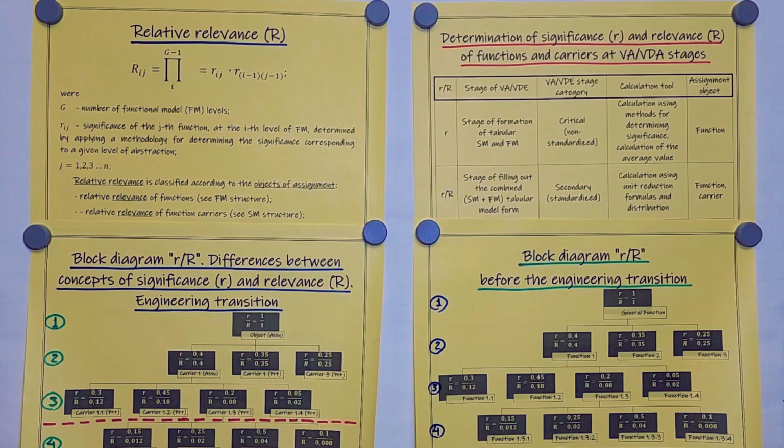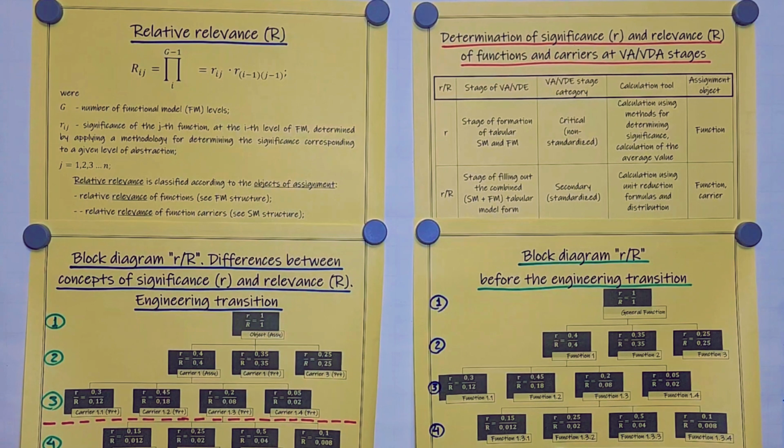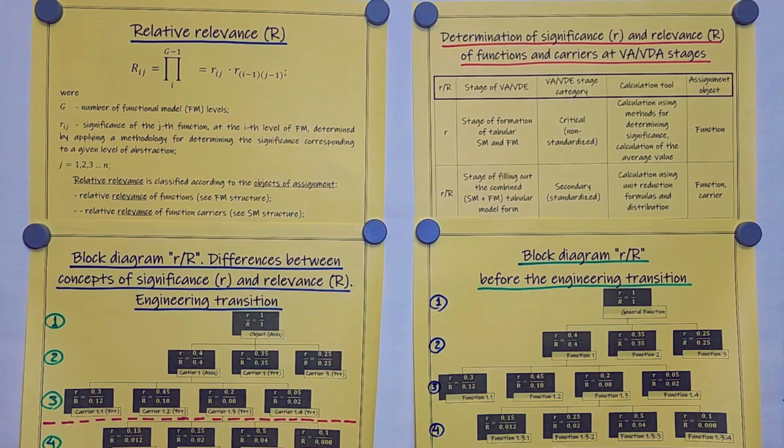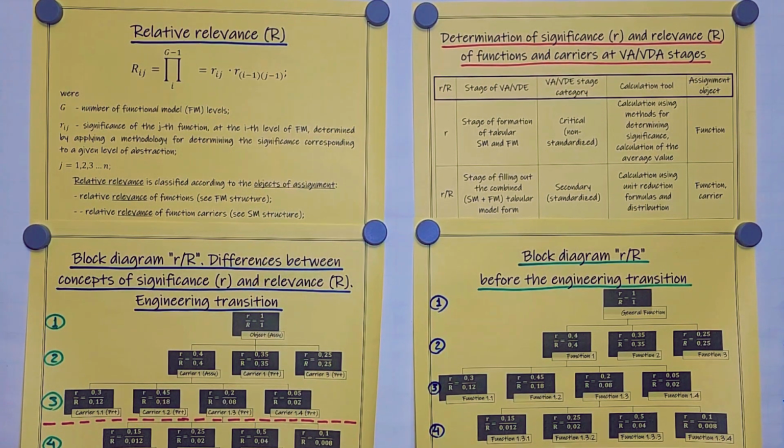combined models. At first, listeners may have difficulty understanding the meaning of introducing the concept of relevance in addition to the concept of significance. If you explain on your fingers, then significance is a local characteristic, i.e., it shows how significant a function is as a part of a higher level function for the case of value analysis, or as part of the function carrier for the case of value design engineering, depending on what type of analysis we perform. Relevance, in turn, is a cross-cutting characteristic that shows how relevant a function or function carrier is from the point of view of the highest level abstraction.